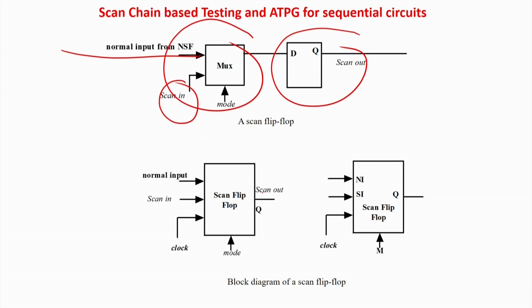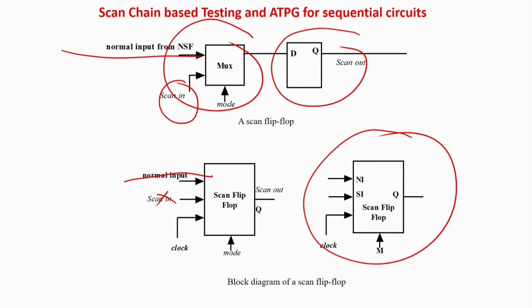We say that this is a scan flop. When the mode is the normal mode, this normal input will be there and the scan in will not be there, and vice versa for the test mode. So, we represent a flop in this way as a scan flop. This is a special kind of flip flop where you have a multiplexer, and with the normal input you also have a scan input and a mode to control this.